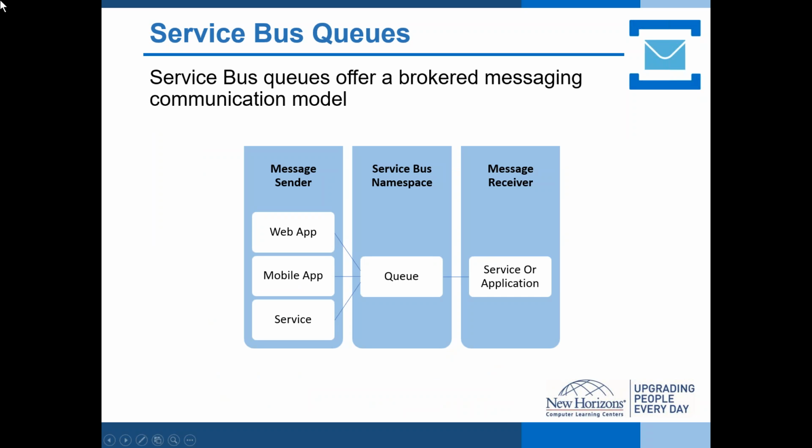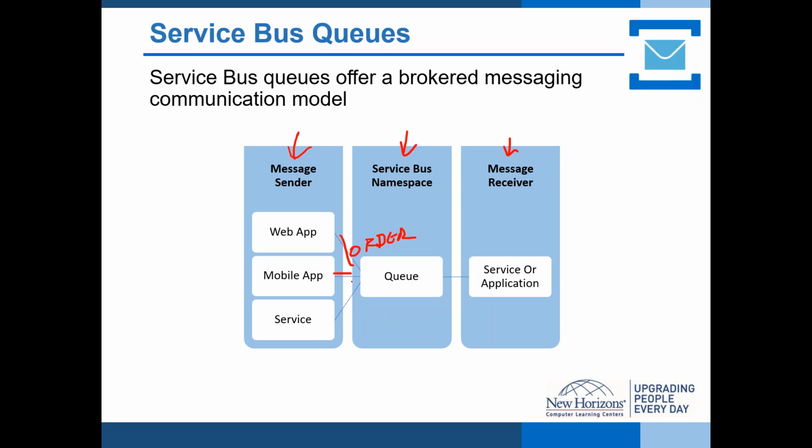This is an example of a service bus queue where you have message senders over here, web app, mobile app, service, putting messages into a queue, and you have a message receiver. The idea here is, let's say that you have an application where users are placing orders. If you don't have a queue, let's say that this order is going to go over here to be processed. It may take several minutes for this order to be processed, picked, built and all that. If that's the case, you don't really want the user to be waiting 5 minutes or a couple of minutes for that. That's too long.